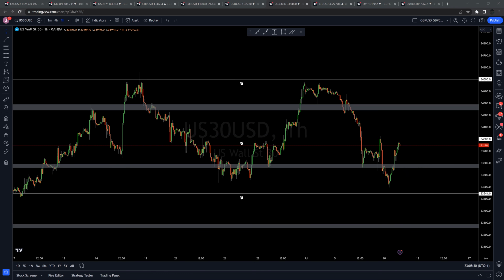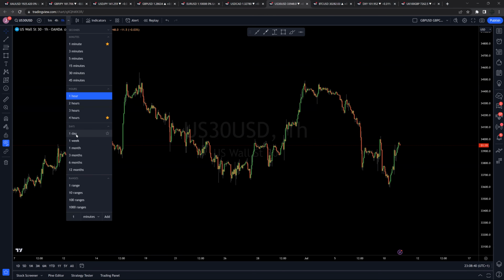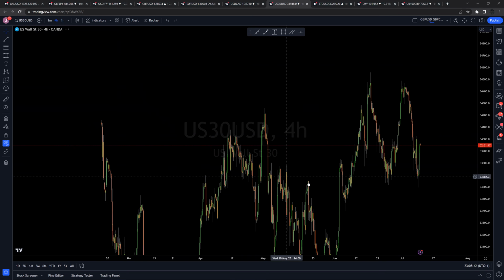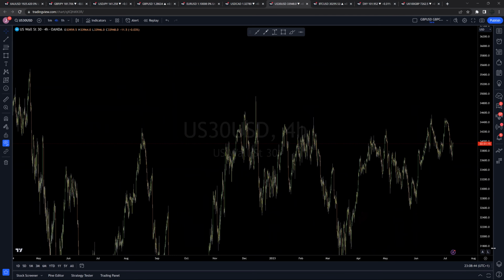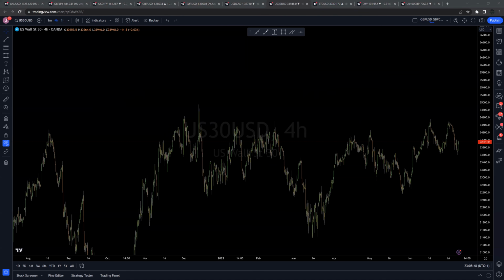Okay. Does US 30 look like a double top? Brother, US 30 at 34,500 is more than a double top. It is a 10 top. Let's count. Ready? 1, 2, 3, 4, 5, 6, 7, 8, 9, 10, 11, 12, 13 top.